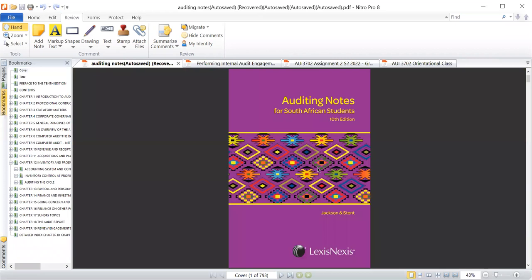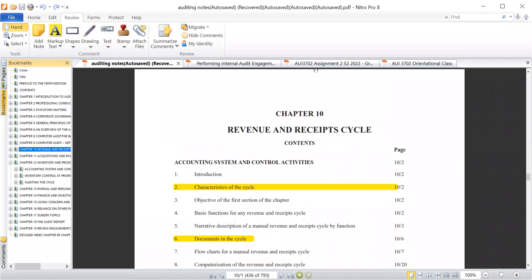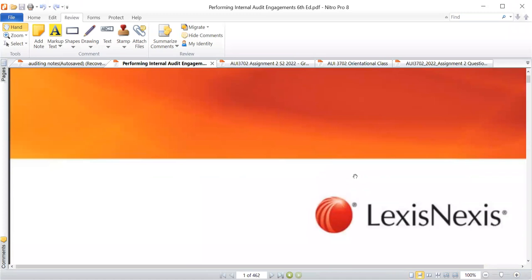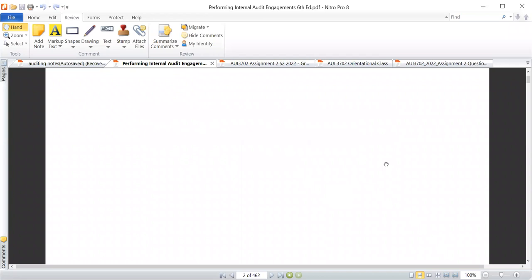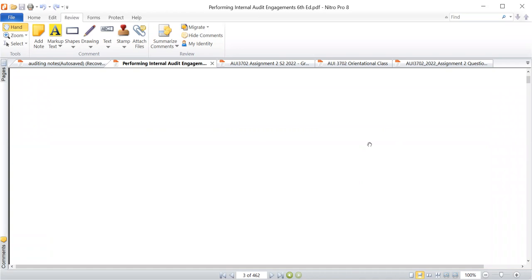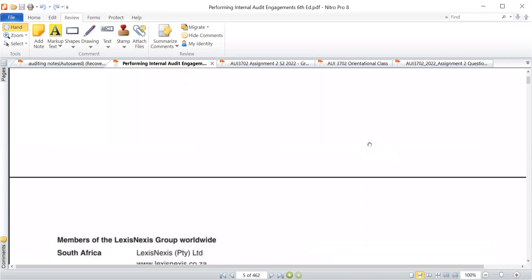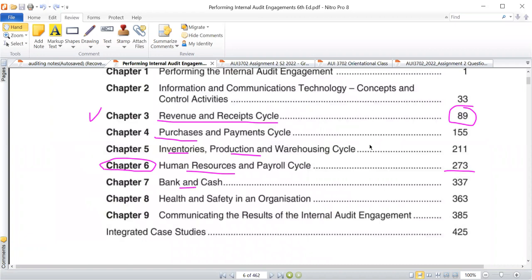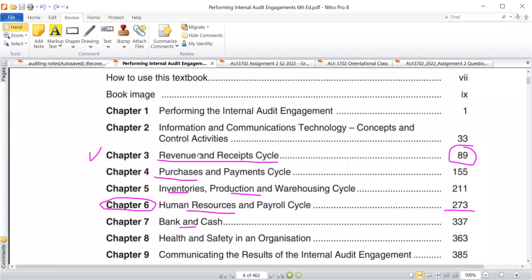If I'm looking at the audit notes, chapter 10 deals with the revenue and receipt cycle. All right. And this is your prescribed textbook, by the way, Performing Internal Audit Engagements, prescribed by your lecturers, right? I'm going to show you what topic deals with this aspect real quick, because the idea is to show you how you can do these things even on your own. I want you guys to be as independent as possible, because in the exam you'll be alone, right? In the prescribed textbook, it's chapter 3, revenue and receipt cycle.